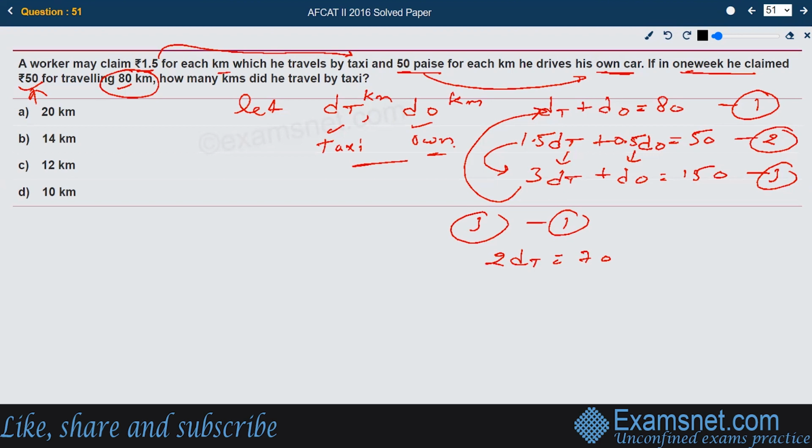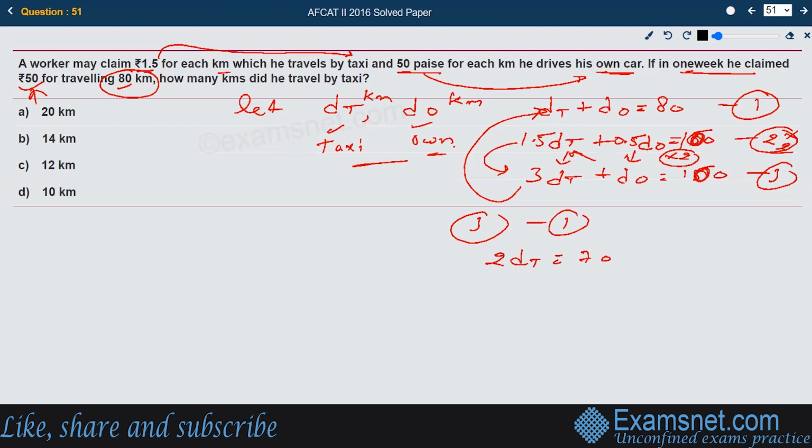So it is not 50. It has to be 100 here. It was multiplied by 2. So it has to be 100 here. 3 dt plus 1 do is equal to 100. So this is not 150. This is 100 rather, multiplied by 2. Equation number 2 was multiplied by 2. So it is not 150.